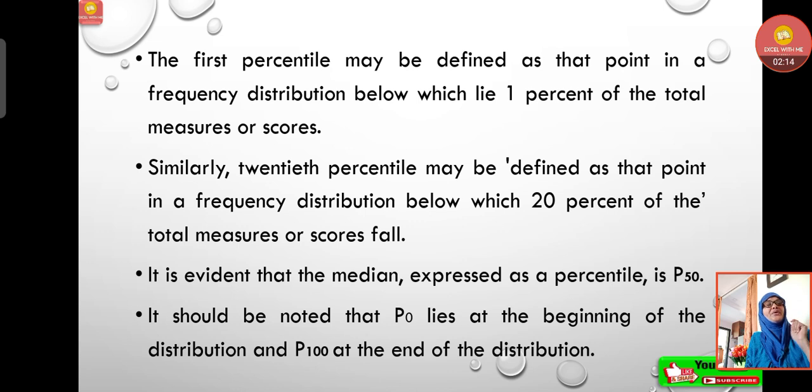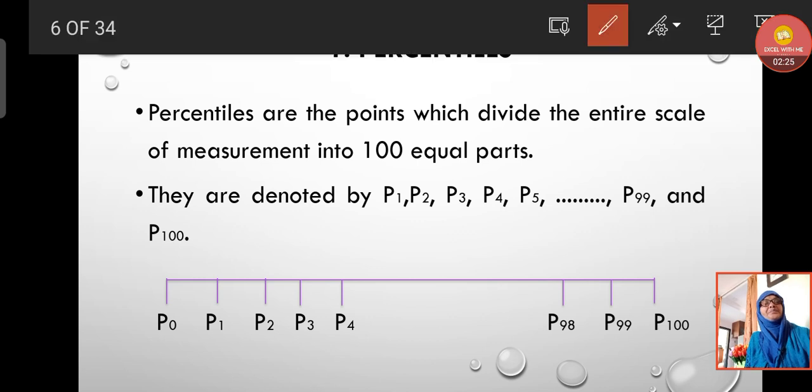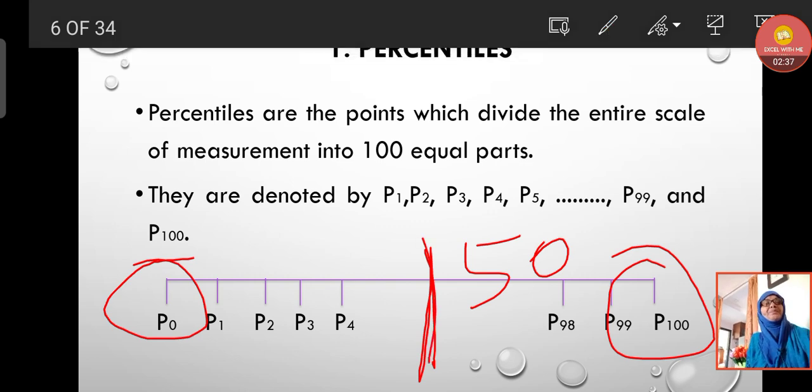It should be noted that P0 lies at the beginning of the distribution and P100 at the end of the distribution, as we can see here. It starts with P0 and ends with P100. When we take the half percentile, that is P50, the median, it will fall over here.